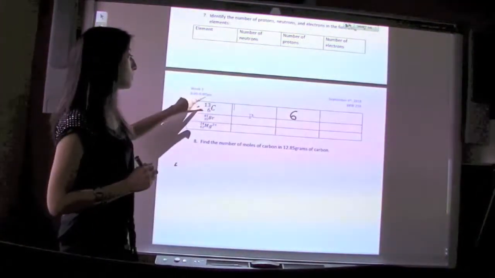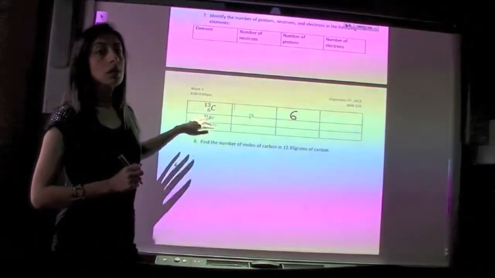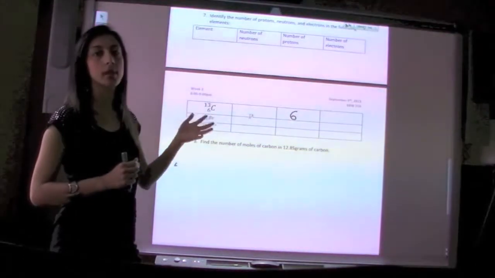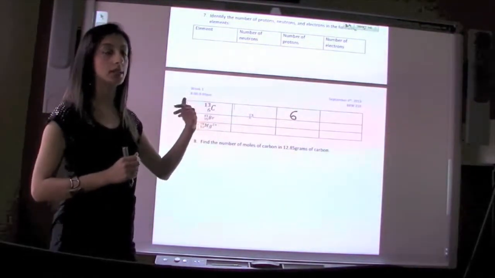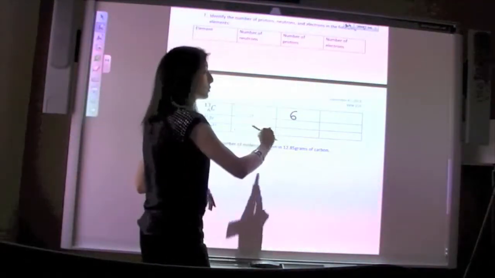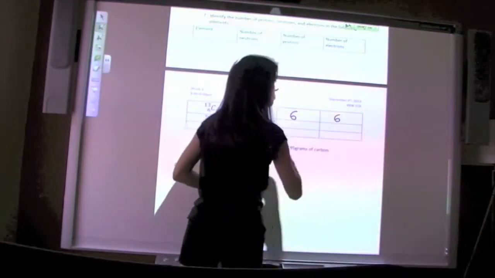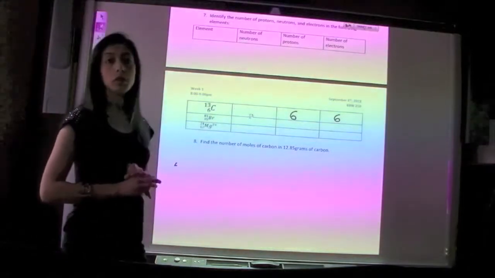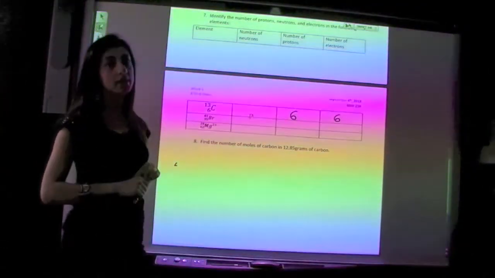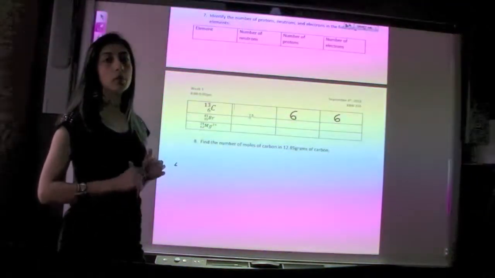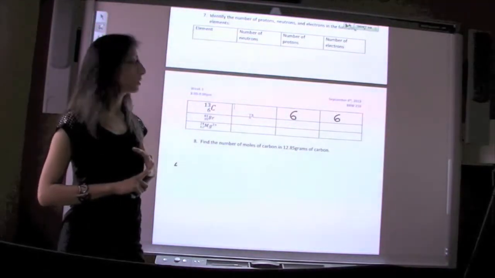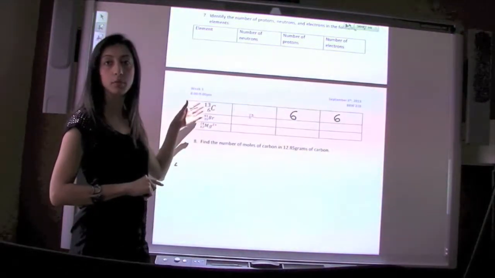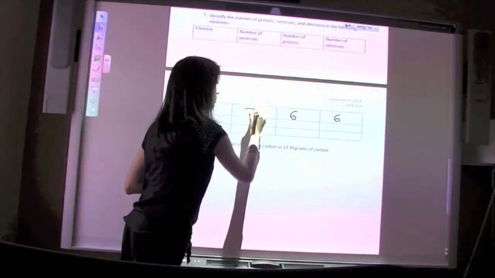Now if we look at this, we see that it is a neutral atom. So in order for it to be neutral, it has to have the same number of electrons as it has protons. So if it has 6 protons, it's going to have 6 electrons as well in order to be neutral. Now for the number of neutrons, this 13 up here is the mass number. It is the number of neutrons plus the number of protons. So if we know that we have 6 protons, we can simply subtract 6 from 13 and get 7 for the number of neutrons.